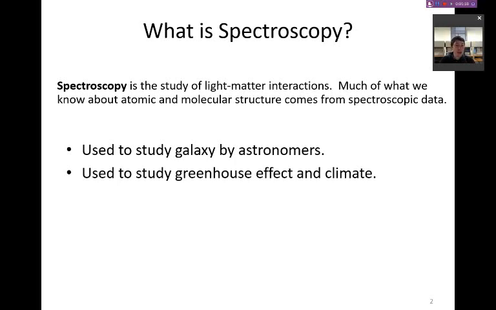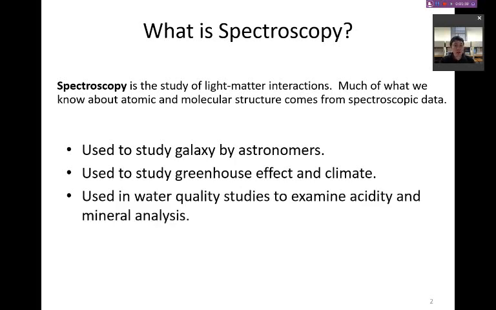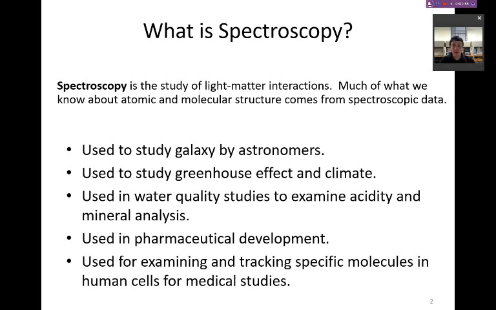We will talk in Chem 110 about how spectroscopy is used to study the greenhouse effect and changes in our Earth's climate. Spectroscopy is also used in water quality studies to examine the acidity and analysis of various minerals within water samples. It is also used in pharmaceutical development, and it can be used to examine and track specific molecules for medical studies. So whether you're interested in physics, the environment, or medicine, there's an application of spectroscopy for you.